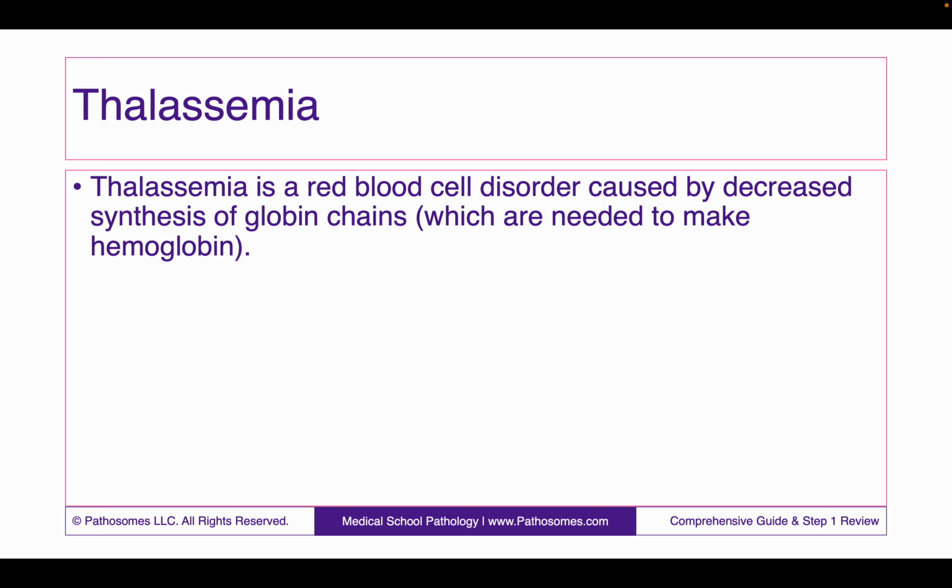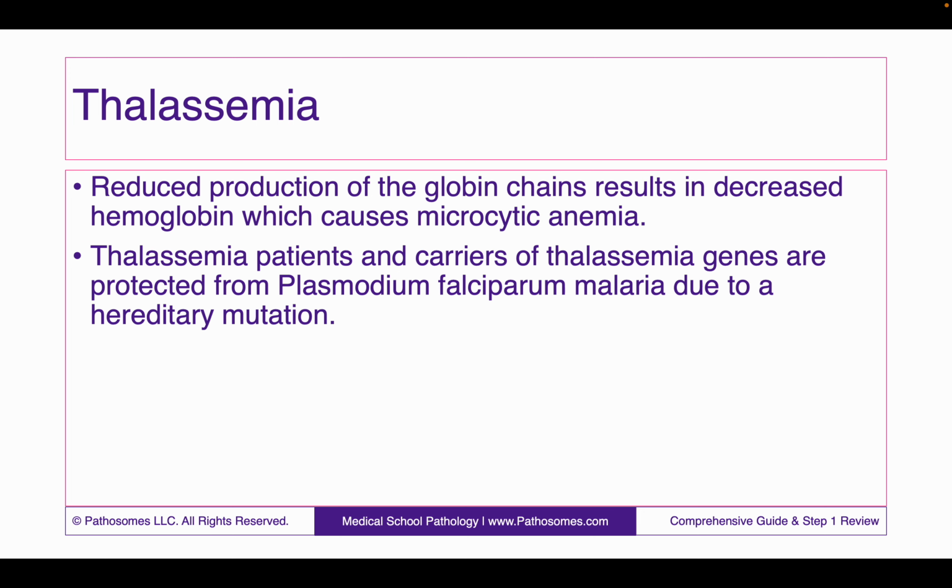Thalassemia is a big topic, so make sure you're paying attention. Thalassemia is a red blood cell disorder caused by decreased synthesis of globin chains, which are needed to make hemoglobin. Reduced production of the globin chains results in decreased hemoglobin, which causes microcytic anemia.